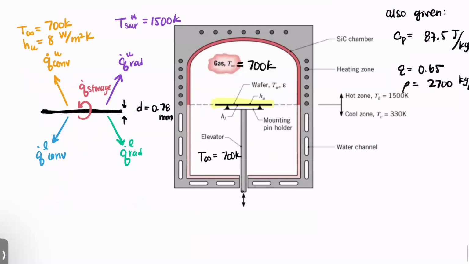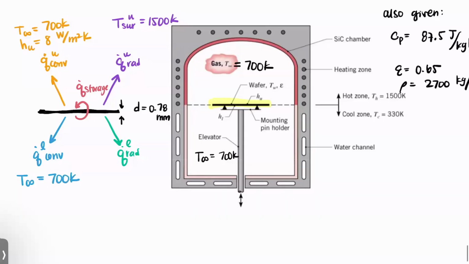For the lower convection, we also have the background temperature of the fluid or the gas moving around in there is 700 K again. And then our convective heat transfer coefficient for the bottom surface is 4 watts per meter squared Kelvin. And then last but not least, for the lower side radiation, our T surroundings of the lower side is going to be the temperature of that lower cooling zone, which is 330 K.